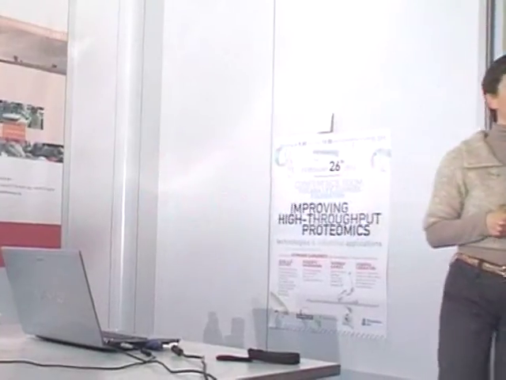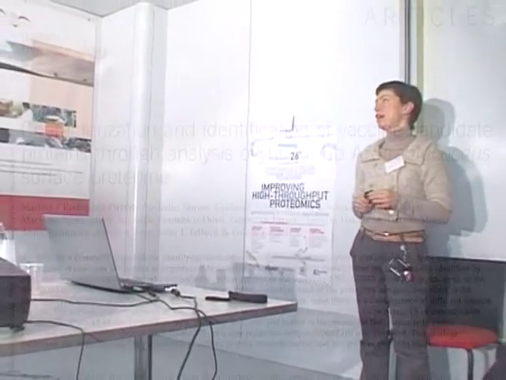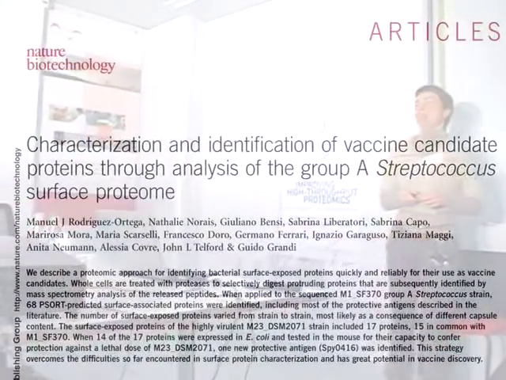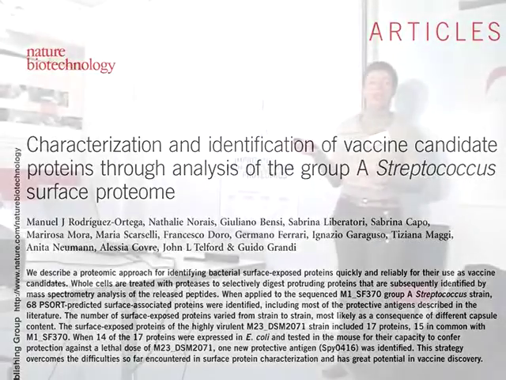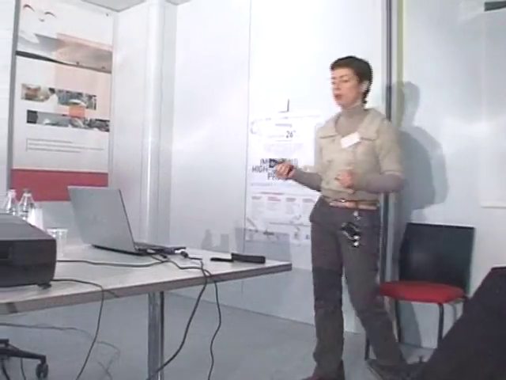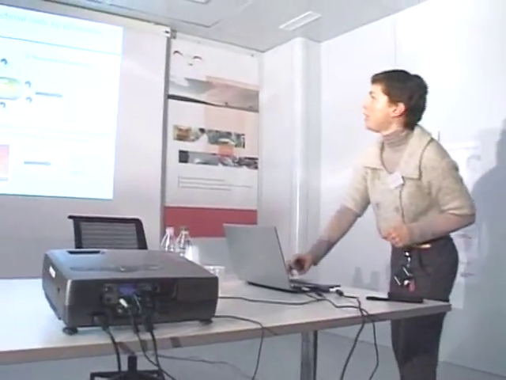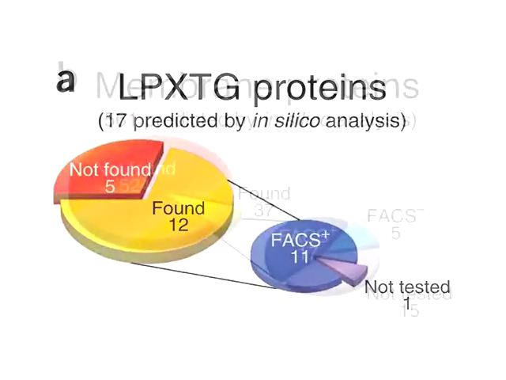Using proteomics, and proteomics in vaccine research has been successful in identifying new vaccine candidates. This is one paper that was published in 2006, reporting the identification of a new vaccine candidate for group A Streptococcus. In this paper, a new technology was described that is proteomics and mass spectrometry based.